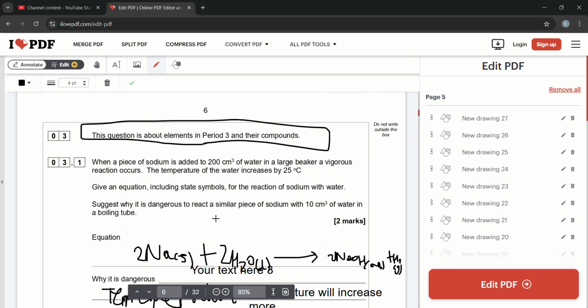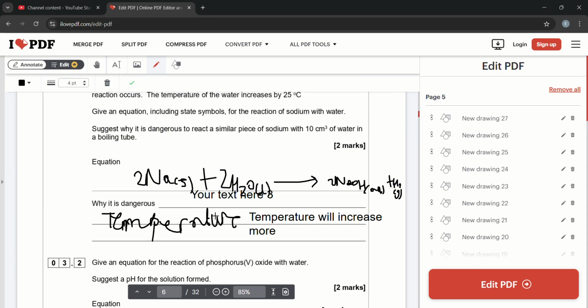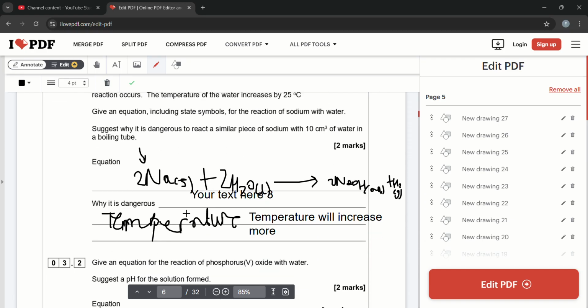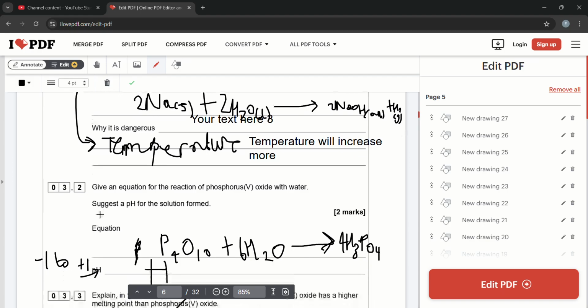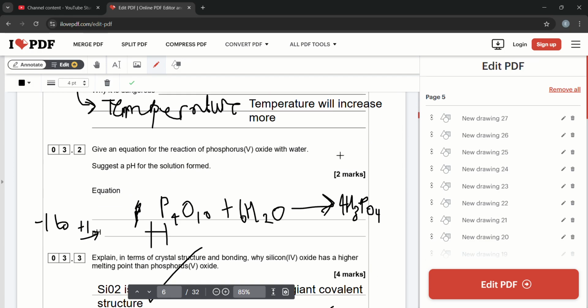Overall, this question 3 is a pretty nice question, 12 marks. This equation I'm pretty sure is in the textbook, learn it off by heart, so you should have got that mark. This one, suggest why it's dangerous, is a bit of AO2, so you do need to think about it, but temperature can increase more, mixture can explode, or the boiling tube can shatter. Give the equation for the reaction of phosphorus oxide with water, P4O10 plus 6H2O gives 4H3PO4, that's in the textbook. Suggest a pH for the solution formed, -1 to +1.